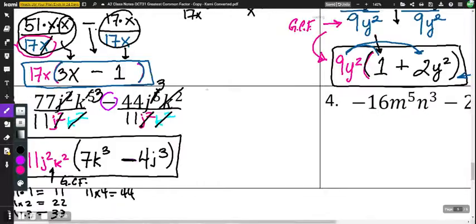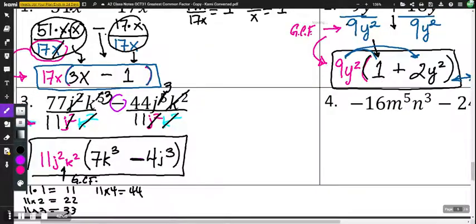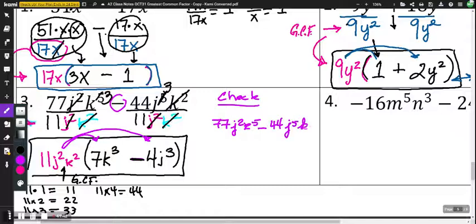Now if I wanted to check my work, I could do that by distributing this here to multiply all of these things together. 11j squared times k squared times 7 is 77j squared times k to the 5th, minus 11 times 4 is 44, j to the 5th times k squared. And you can see that's what we started off with. So we must have done our work correctly because we were able to get back what we started with.